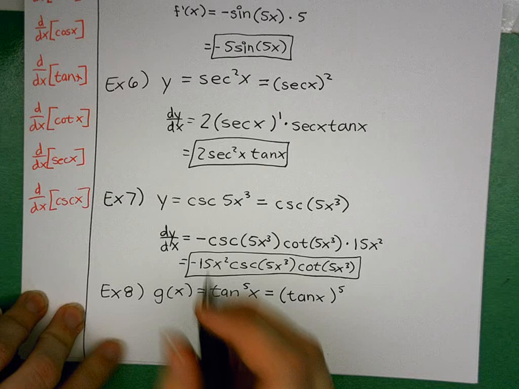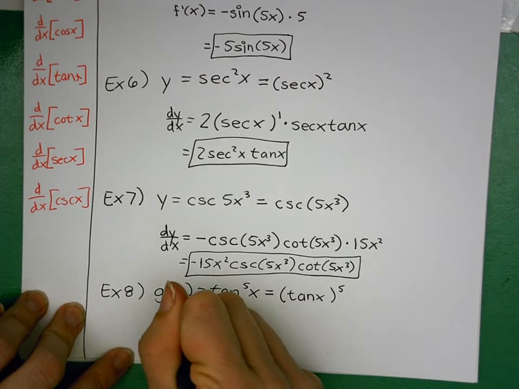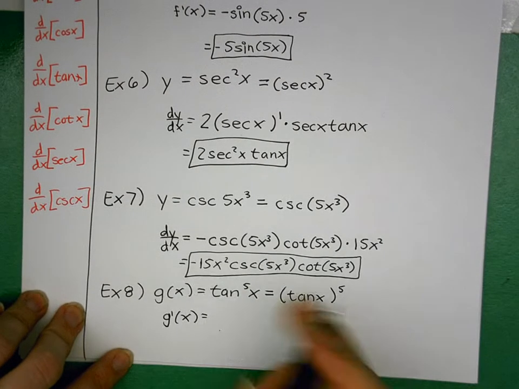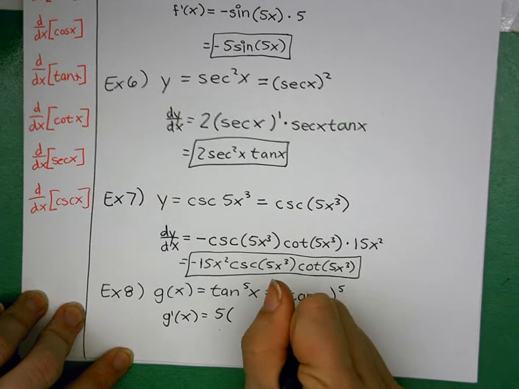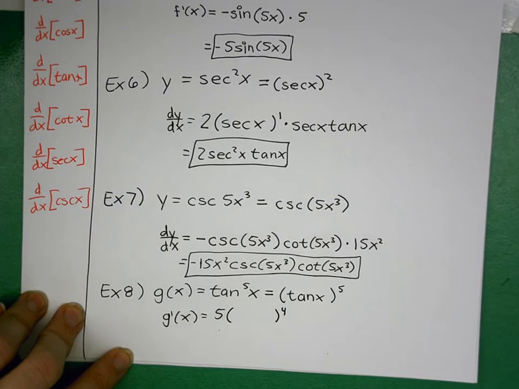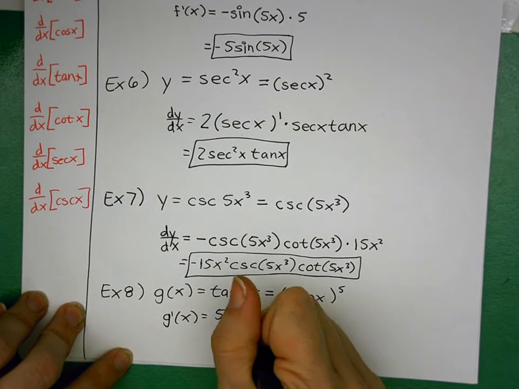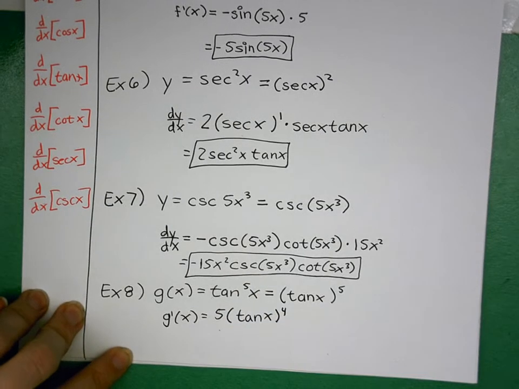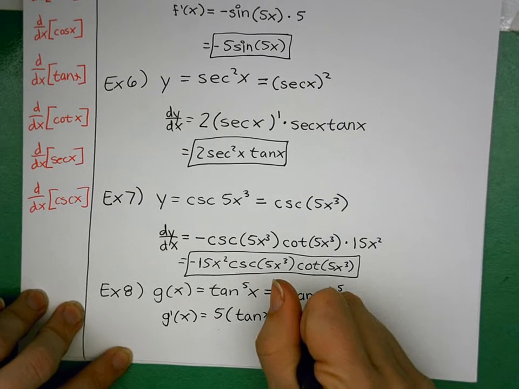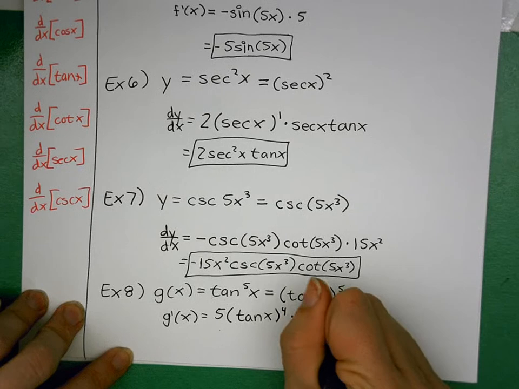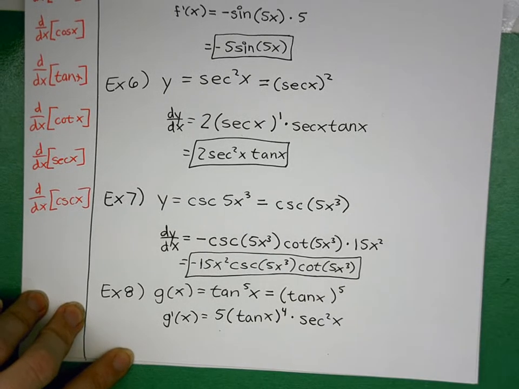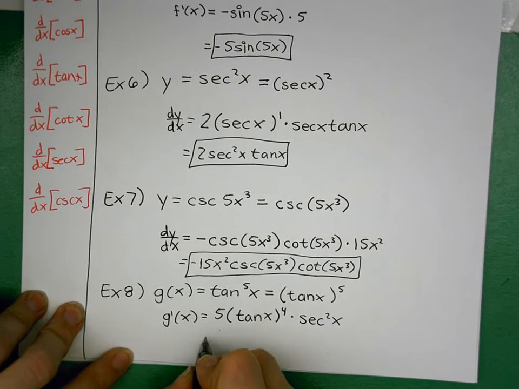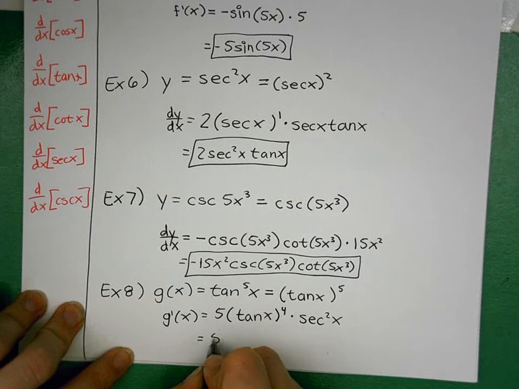Okay, so then my outside function, that 5, I'm going to go ahead and bring down the 5, subtract 1 from the exponent, and then the g of x stays g of x. Those guts don't change. Then we take the derivative of the guts. The derivative of tangent is secant squared. And we've got our answer.